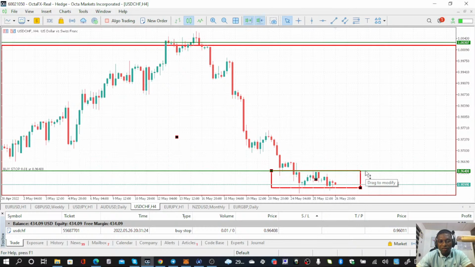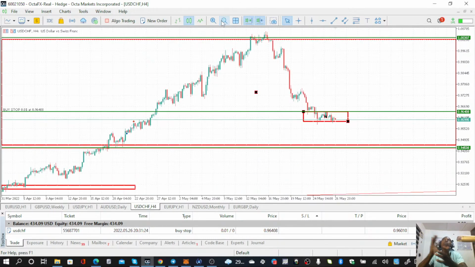Good. So we have set our buy stop here at the green line. Now let's set stop loss and take profit. Don't forget, I said you have to determine your stop loss and your take profit even before opening the trade. Alright, do take note.